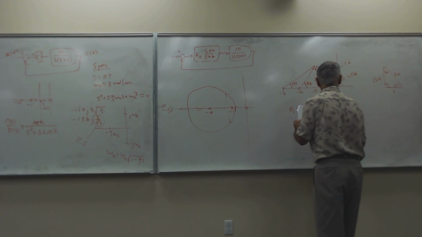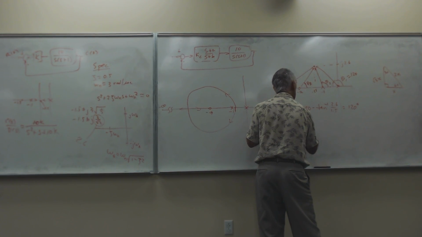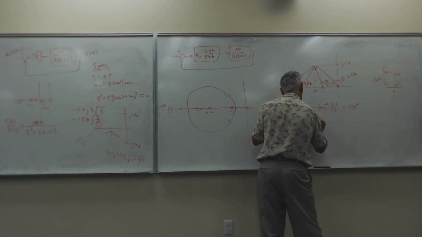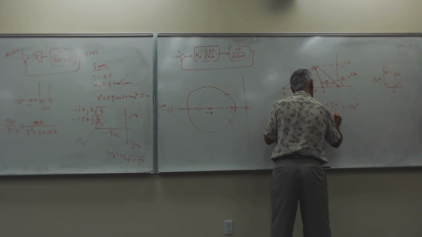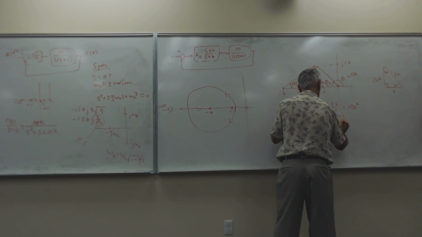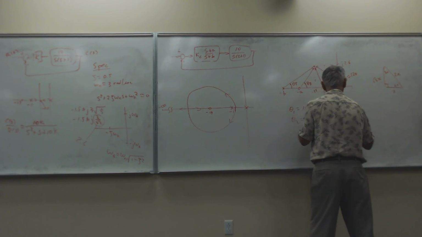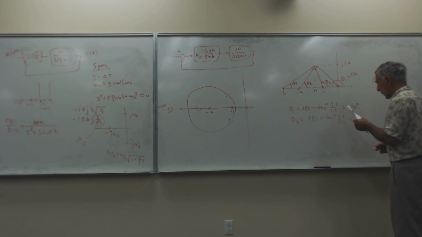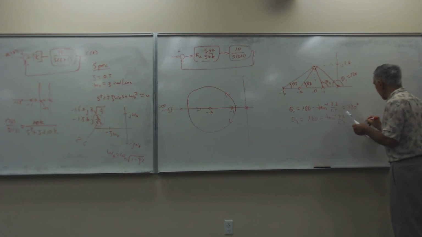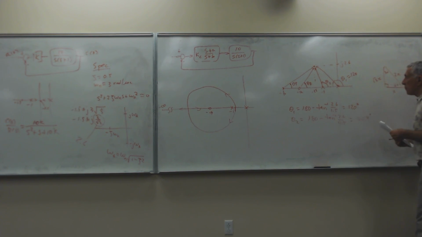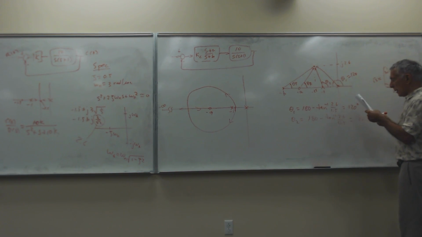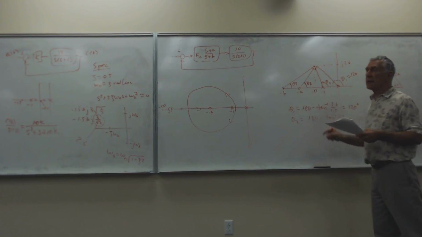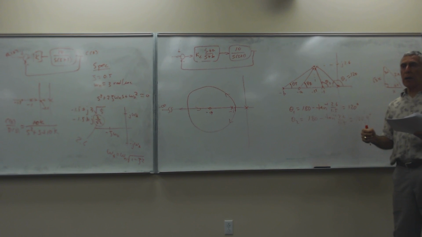And theta 2. Theta 2 is going to be equal to the same kind of thing, 180 minus the arctangent of 2.6 over 0.5. And so that turns out to be 180 minus 79.1, which is 100.9 degrees. So that's theta 2 there. And then these are unspecified theta p and theta z for the compensator.